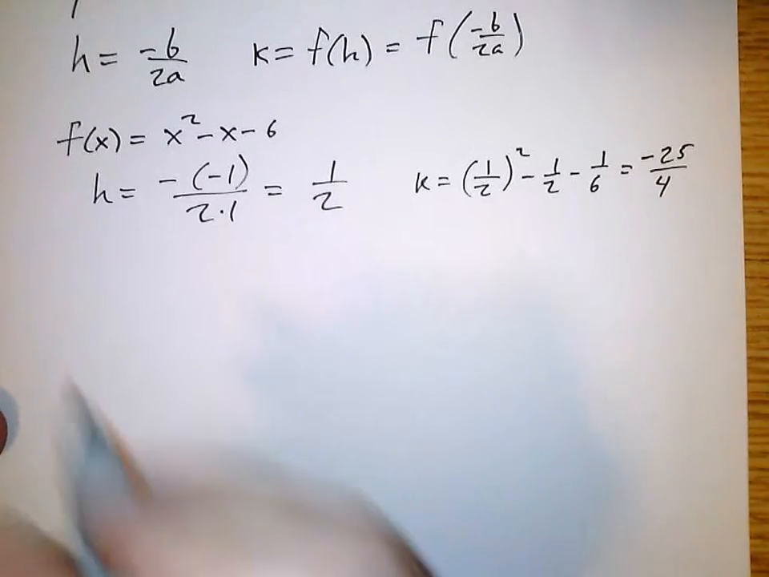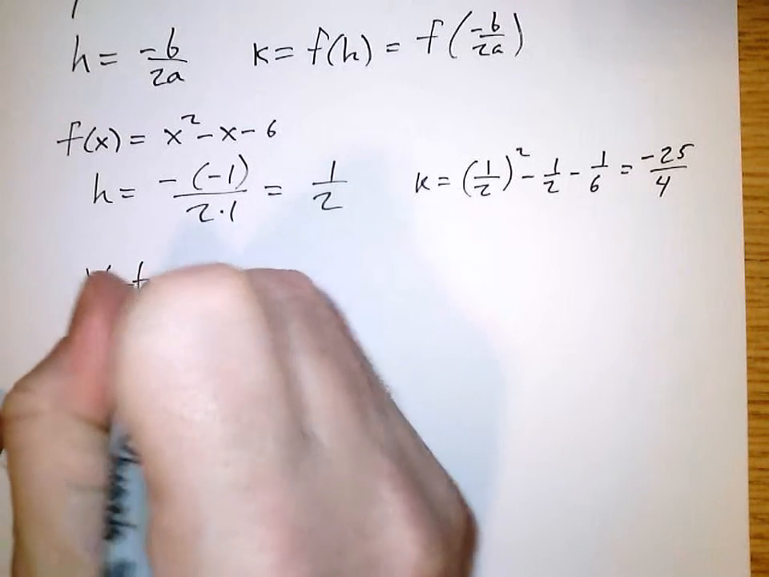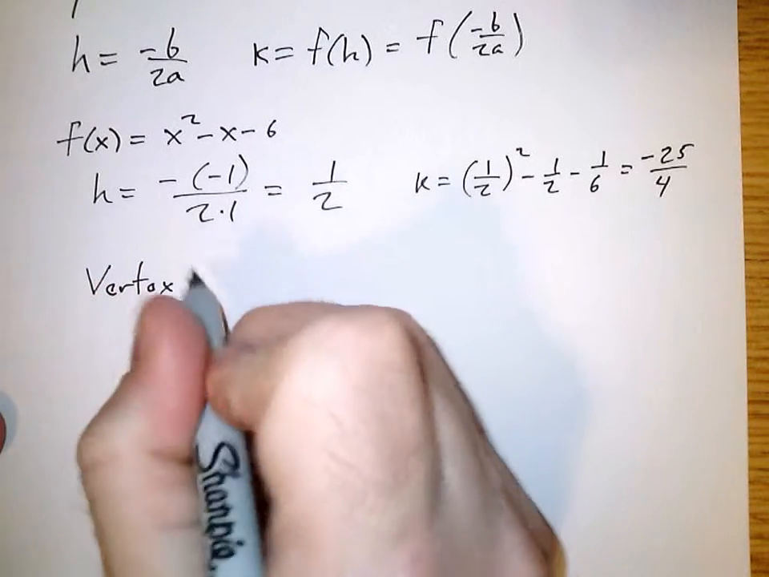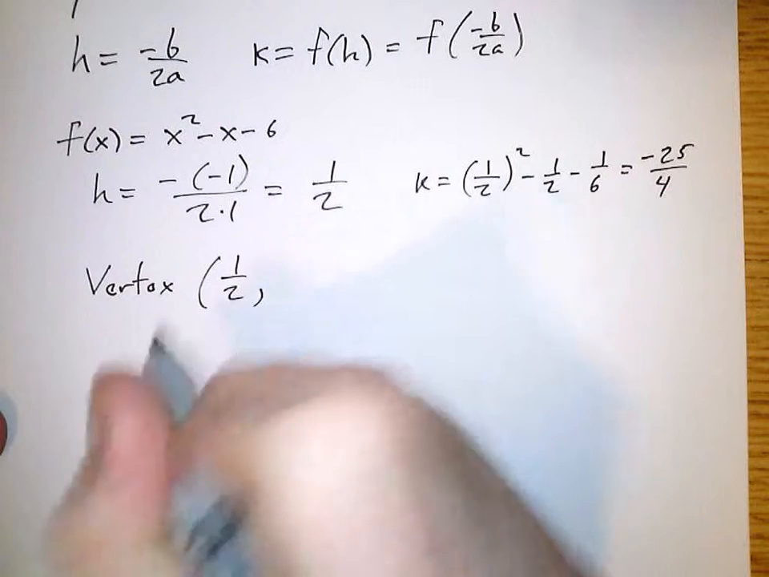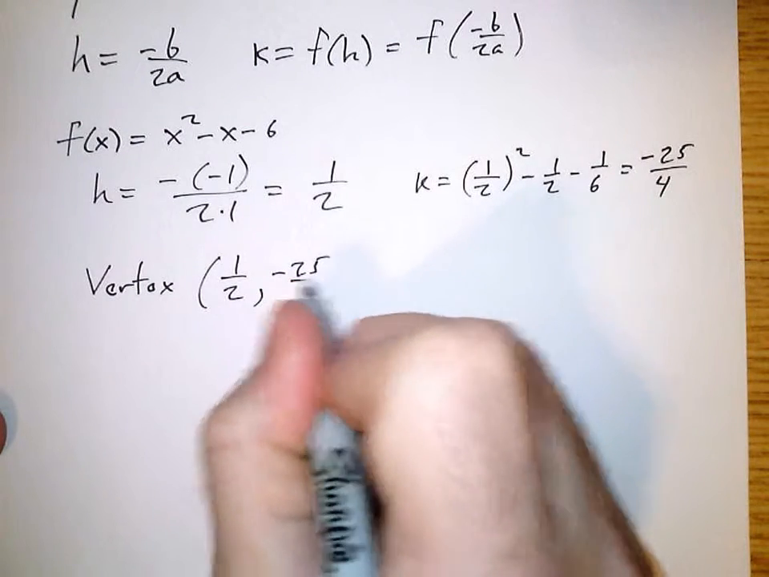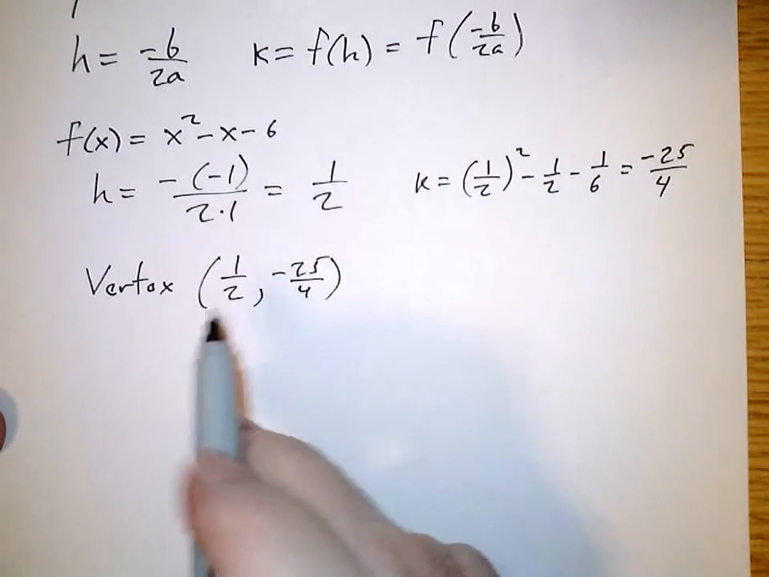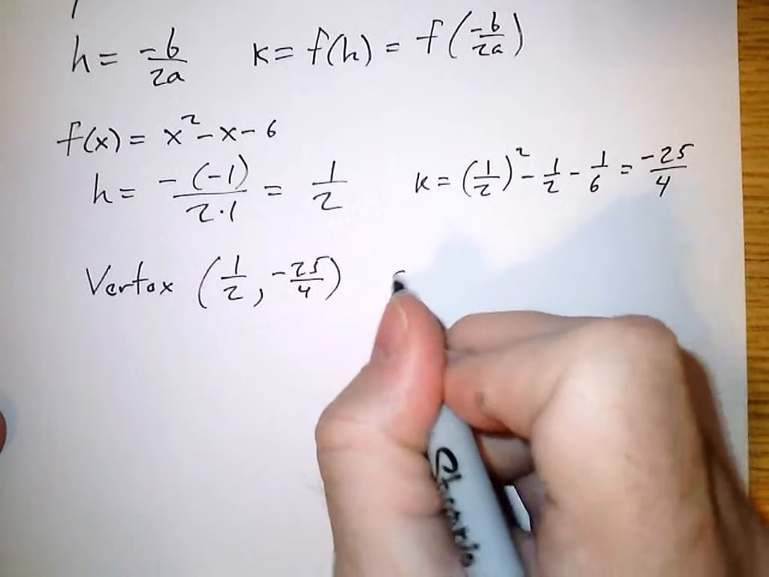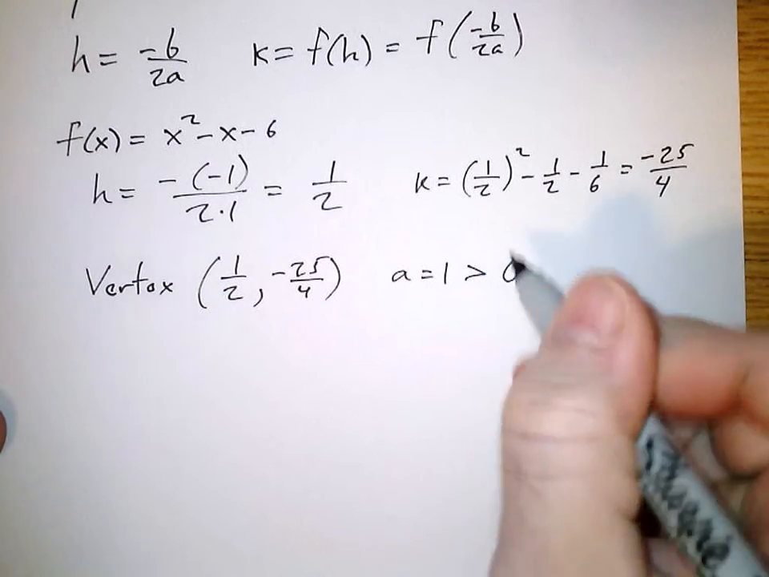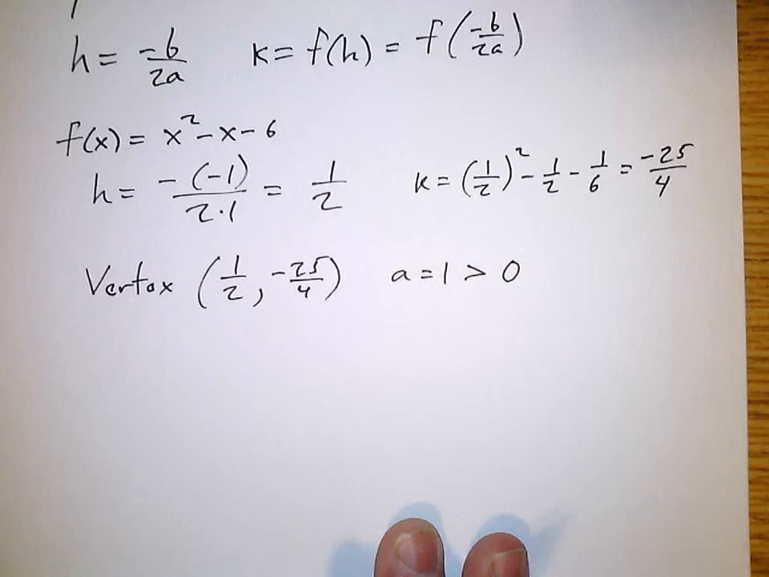So now I have my vertex, which is this point (h, k). And as a here is 1, it's bigger than 0, so the parabola is going to open upward.